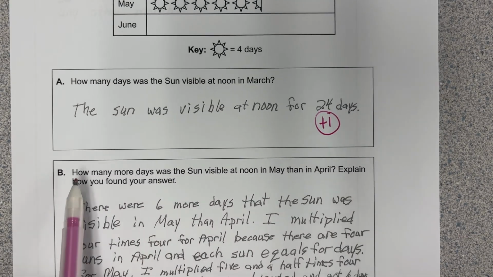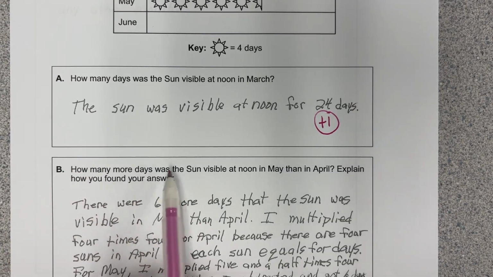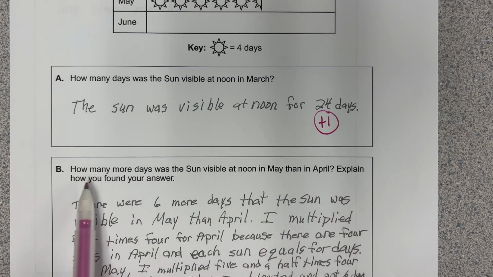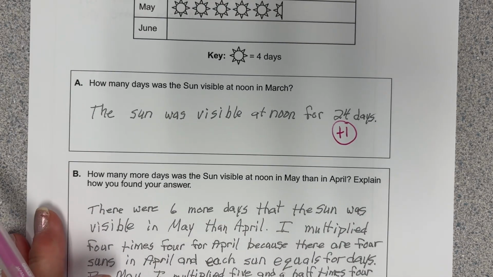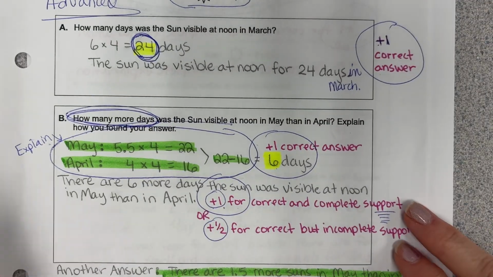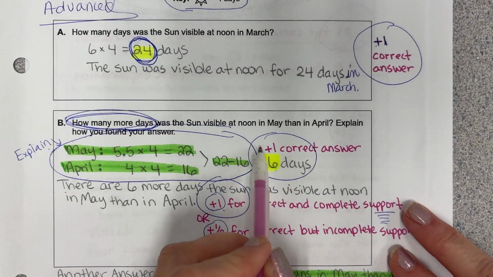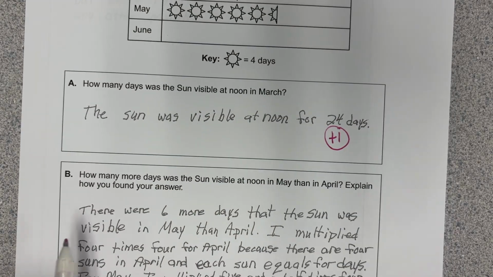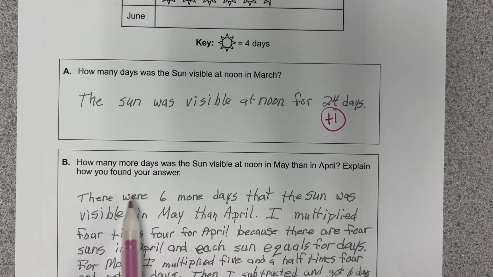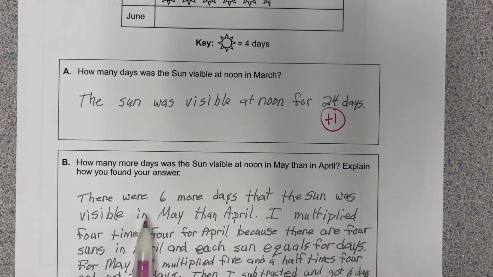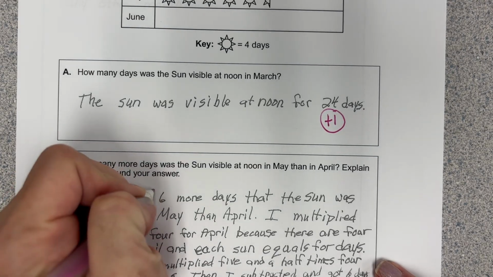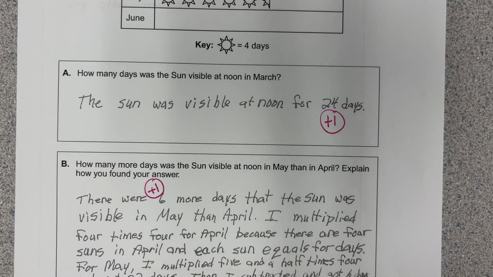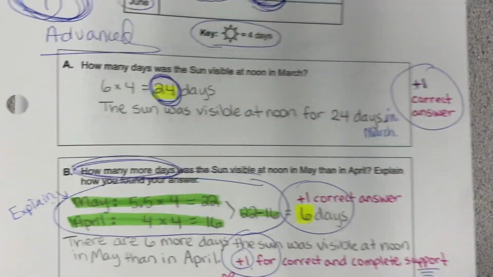Student goes to part B. How many more days was the sun visible at noon in May than in April? Explain how you found your answer. Now remember, we were looking for if they have 6 days anywhere, they get +1. So why don't we try to find that first? Do they have 6 somewhere? Let's scan it. I see a 6 right here. There were 6 more days that the sun was visible in May than April. So I think right beside that 6, we're going to put +1. Okay, but how did we get the other point?